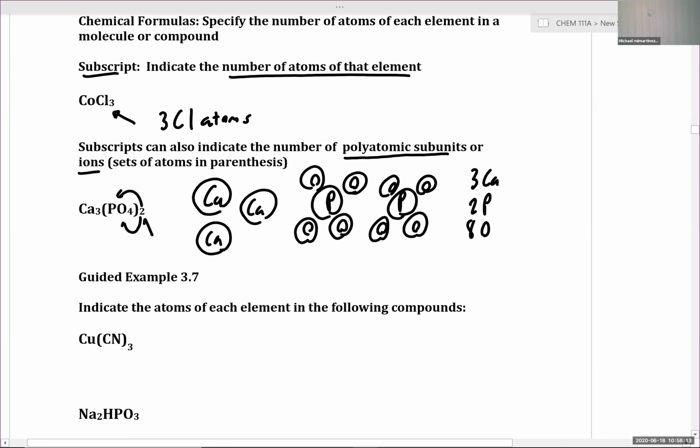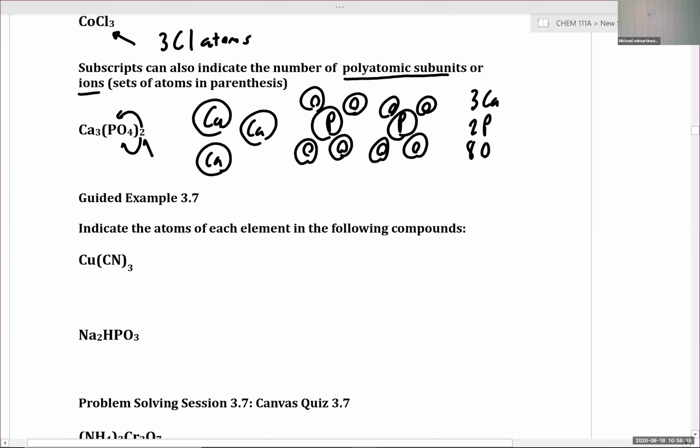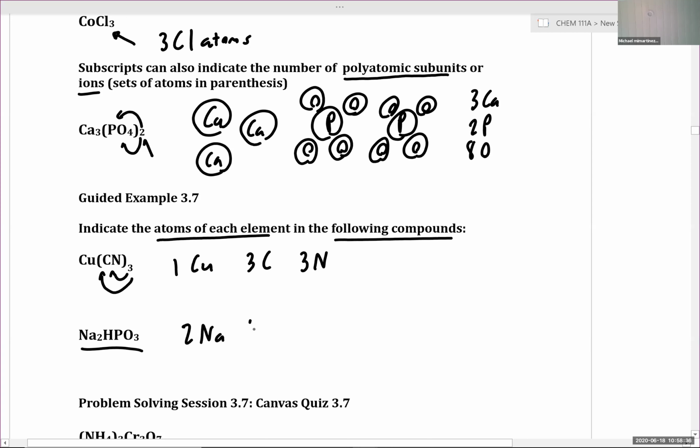So let's do a guided example. Let's indicate the atoms of each element in the following compound. So in copper cyanide, we have 1 copper atom, 3 carbon atoms, and 3 nitrogen atoms. In sodium hydrogen phosphate, we have 2 sodium atoms. We have 1 hydrogen, 1 phosphorus, and 3 oxygen atoms.